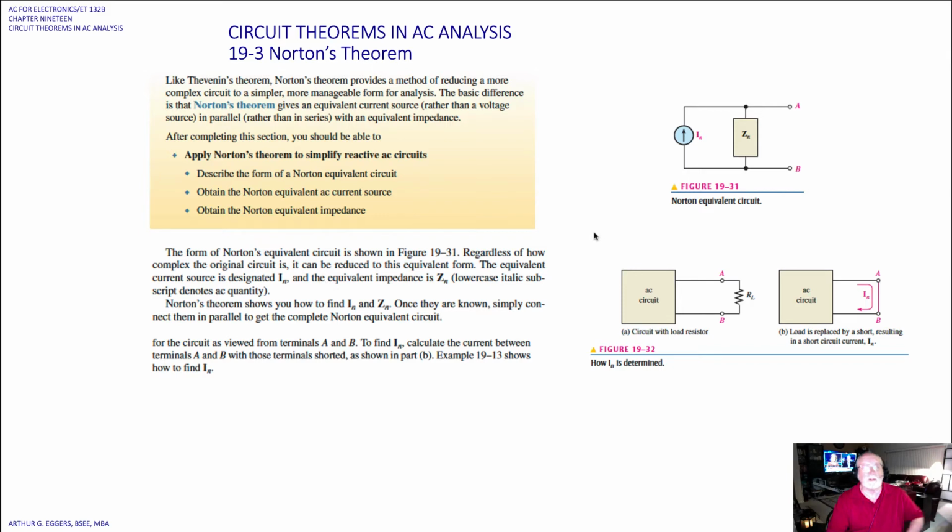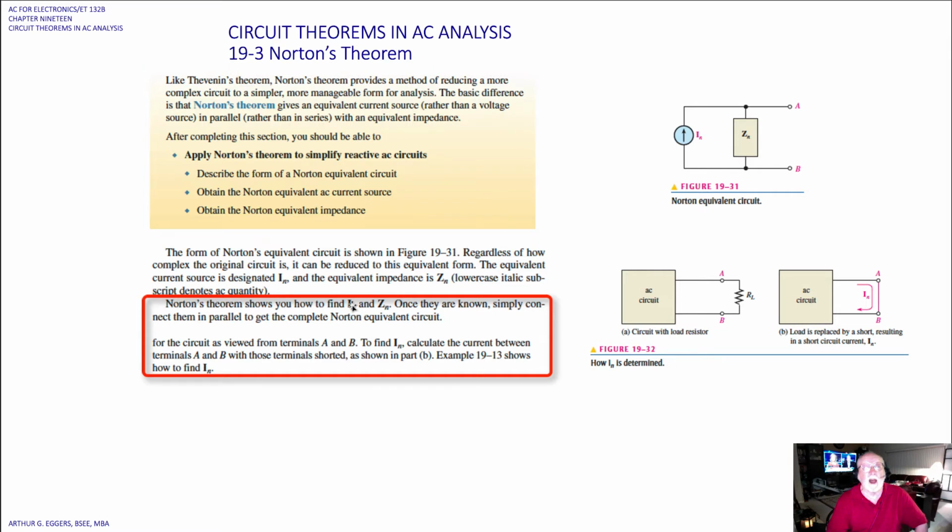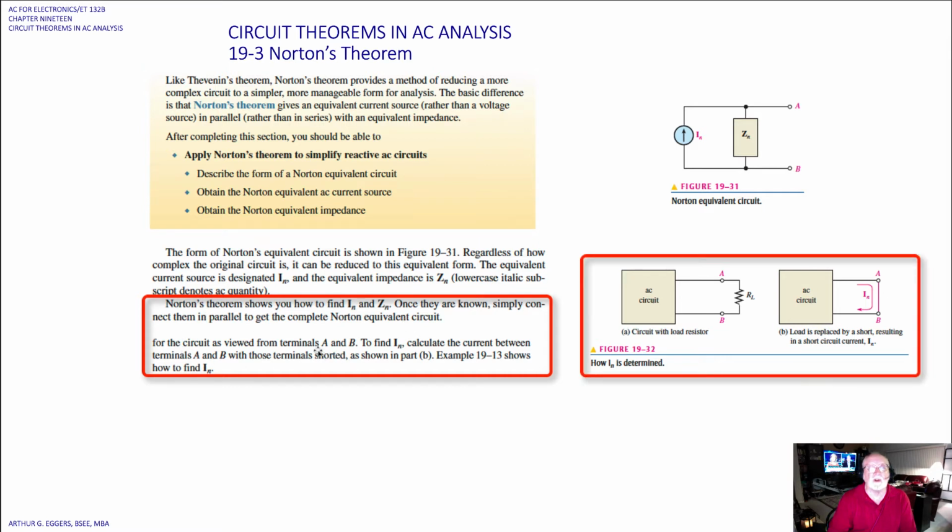Okay, you should have learned some of this in your DC course, and now we're seeing the equivalent for AC circuits. Norton's theorem shows you how to find I Norton and Z Norton. Once they're known, simply connect them in parallel to get the complete Norton equivalent circuit. For the circuit viewed from terminals A and B, we can find I Norton by calculating the current between terminals A and B with the terminals shorted. We can see that in the diagram to the right here.